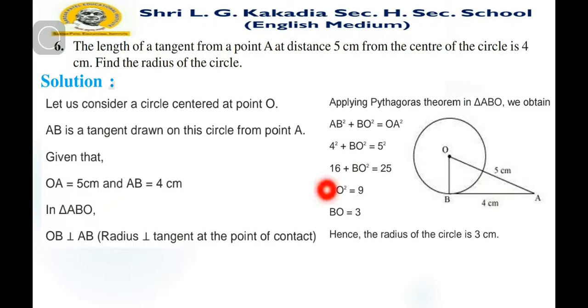So, applying the Pythagoras theorem in triangle ABO, we obtain AB square plus BO square is equal to OA square. 4 square plus BO square is equal to 5 square, 16 plus BO square is equal to 25, BO square is equal to 9, BO is equal to 3. So we can find the radius of the circle, BO is equal to 3. Hence the radius of the circle is 3 centimeter.